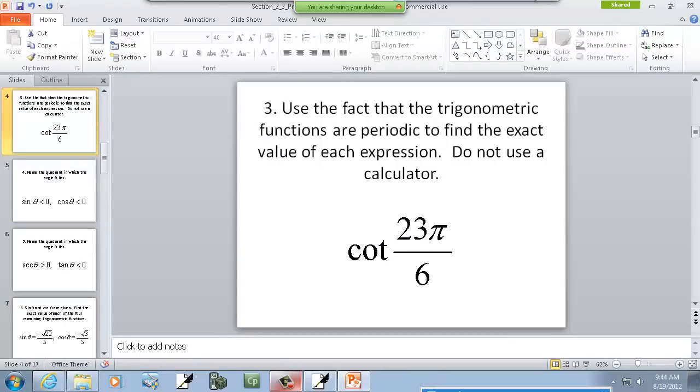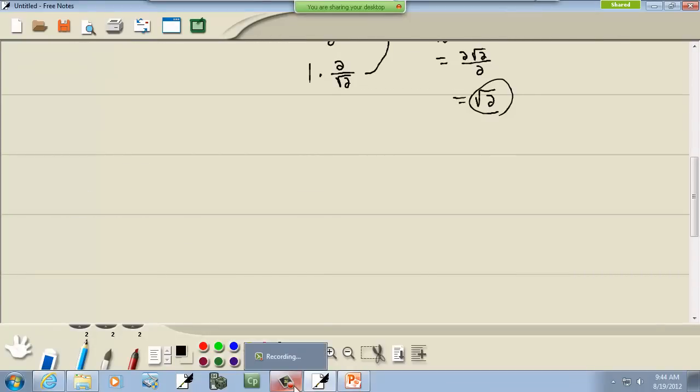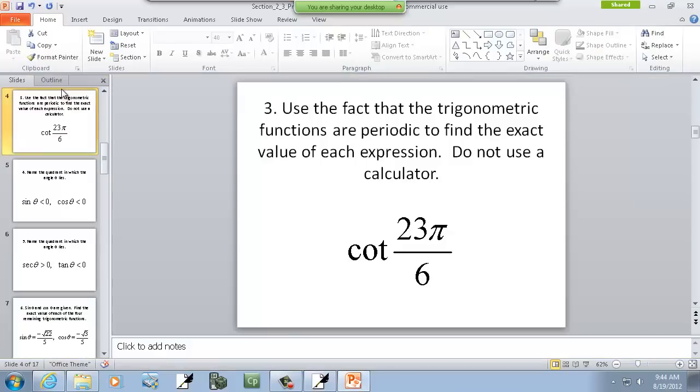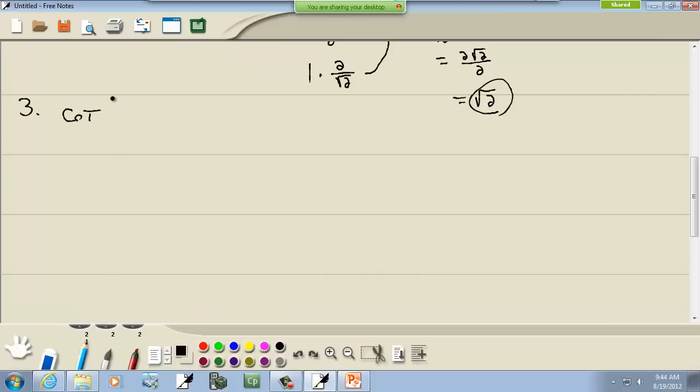Let's look at problem number 3. Cotangent 23 pi over 6. Now if I took 23 divided by 6, that gives me about 3 pi. I don't care about the exact value, I just want to know whether to add or subtract 2 pi. Well, in this case, I'm going to subtract 2 pi. So I have 23 pi over 6 minus 2 pi.